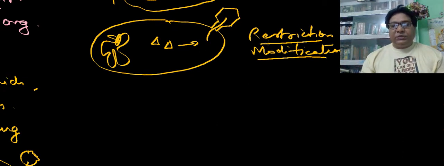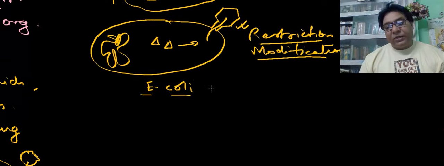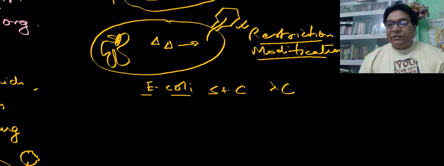So the restriction modification system controls whether a particular bacteriophage can infect a host cell or not. Suppose this host cell is an E. coli host cell, strain C. Within this cell, lambda C phage can replicate and lyse the cell. It is the host cell for lambda C.